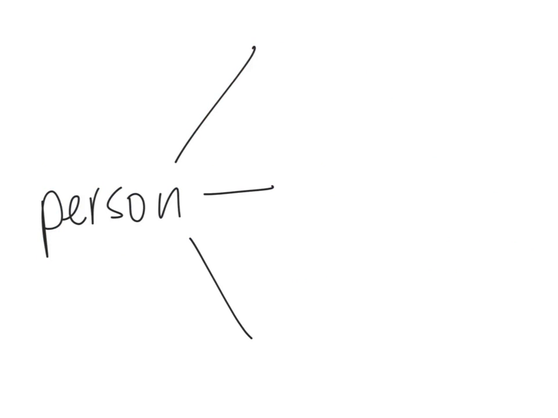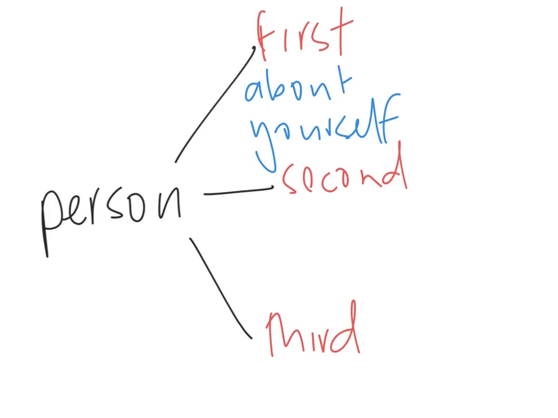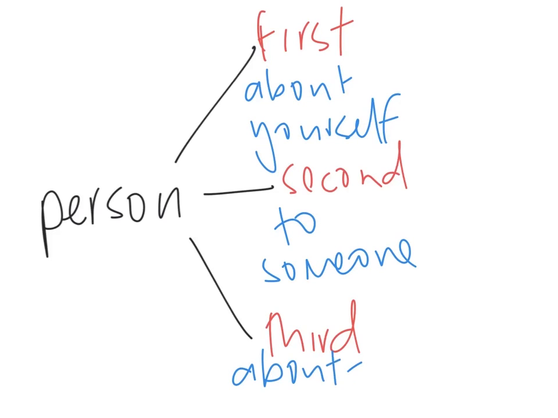There are 3 different persons in Latin, and they're quite easy to remember. First, second, and third. First person is used for talking about yourself. Second person is used for talking to someone. And third person is used for talking about someone.